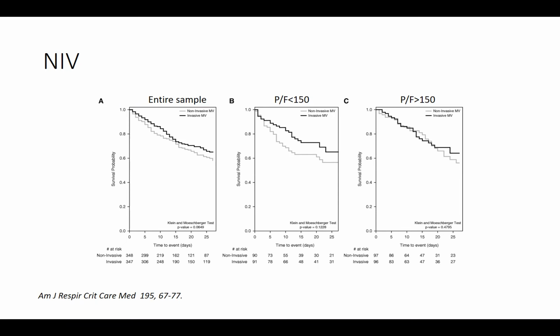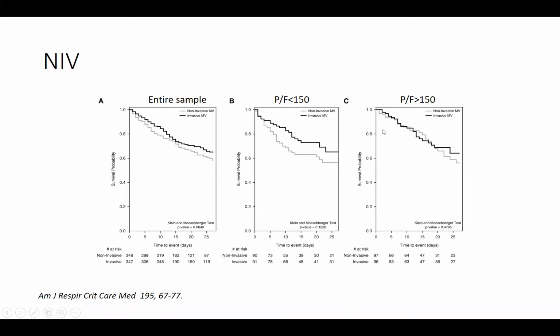So this is a study that compared invasive versus non-invasive ventilation, and for their entire sample, there was no difference in outcome. If you divide it by severity again, people with more severe hypoxia had worse outcome with non-invasive ventilation. That's the gray line here.